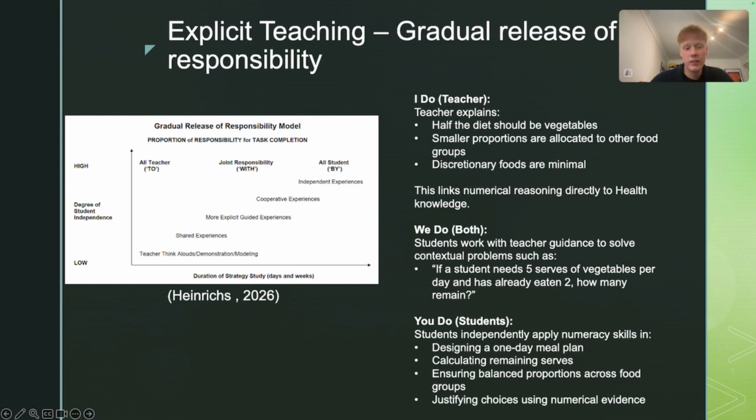In the we do stage, students work with the teacher and are guided to solve contextual problems, such as if a student needs 5 serves of vegetables per day and has already eaten 2, how many serves remain? In the final stage of you do, the students independently apply numeracy skills in designing a one-day meal plan, calculating remaining serves, and ensuring balanced proportions across food groups, as well as justifying choices using numerical evidence.